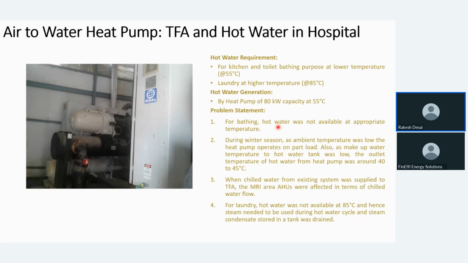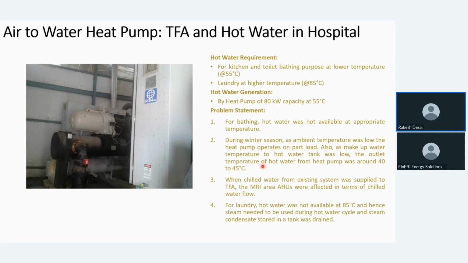Problem number two was that during winter season, this hospital is located very near to the sea coastal area of Mumbai. So during winter season, if ambient temperature would drop down, the heat pump will start operating on part load. Since heat pump will start operating on part load, the hot water temperature will also drop down. Instead of 55, they were getting 40 to 45 degrees centigrade hot water.